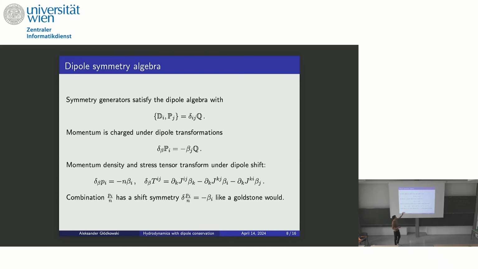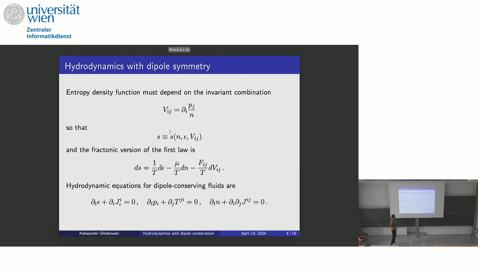And by the way, this is of course perfectly analogous to the Carroll algebra. When the Carroll boost does not commute with the momentum, it gives you the Hamiltonian. It's just that here the central element is the charge. So the momentum transforms under charge. What it means for the hydrodynamics is that the momentum density will not be invariant. Momentum density transforms in this way. And also the stress tensor has to transform such that the momentum conservation is covariant. And so we see that this combination, momentum per charge, has a shift symmetry, just like a Goldstone would. Okay, so we just keep it at the back of our minds for a moment.